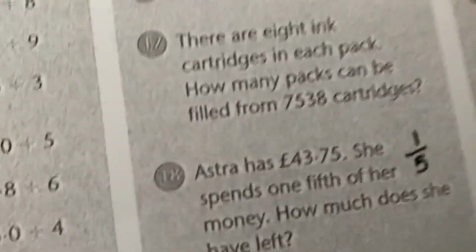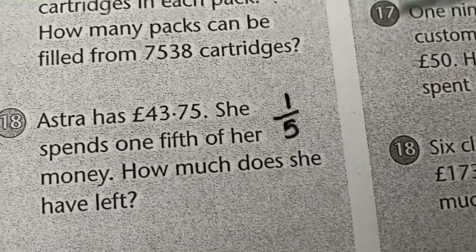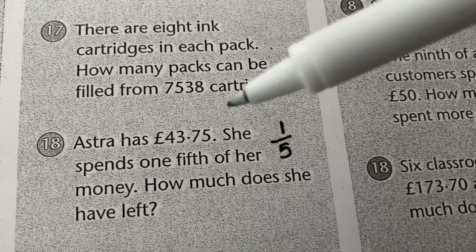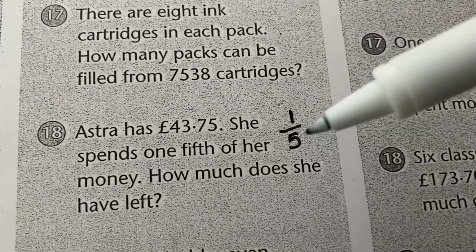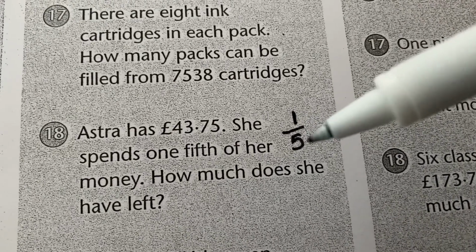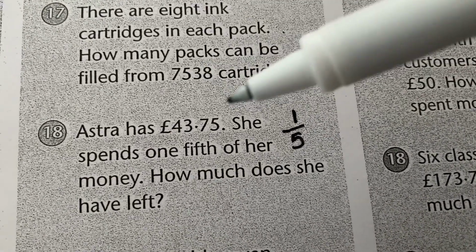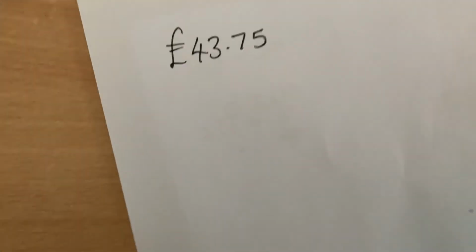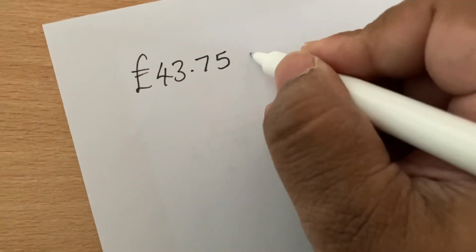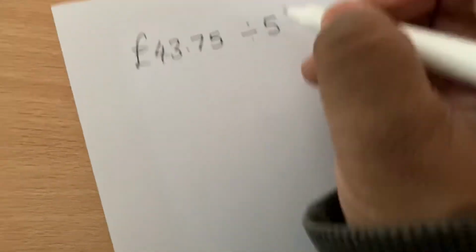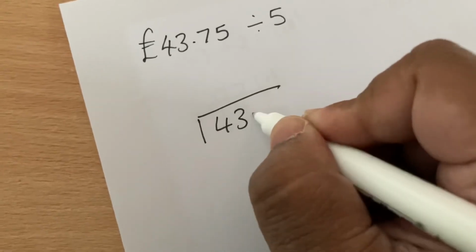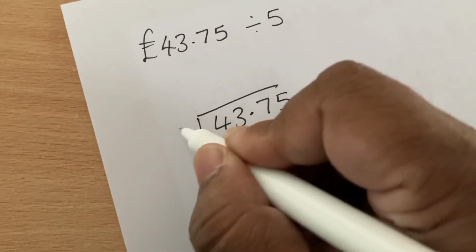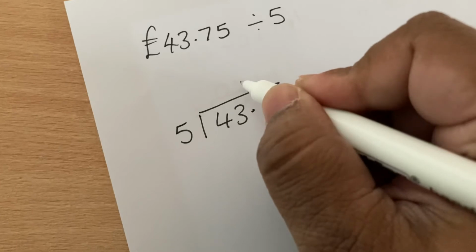Okay, so how do I work out how much she spent? First of all, how do I work out 1/5? I would have to do £43.75 divided by the denominator, divided by the bottom number. £43.75 divided by 5. So my calculation is going to be 43.75 divided by 5. Okay, so let's do the bus stop method. So I've got 43.75 divided by 5. I put my decimal point in first.